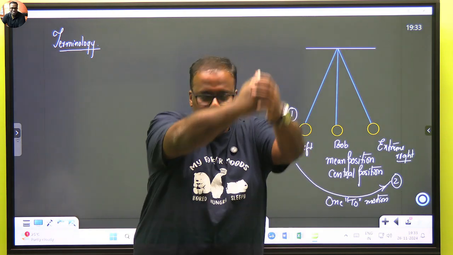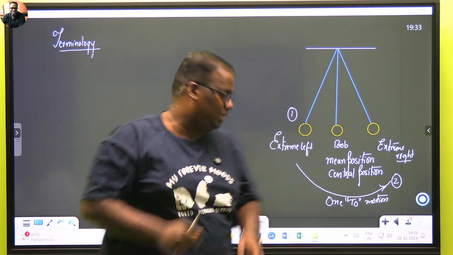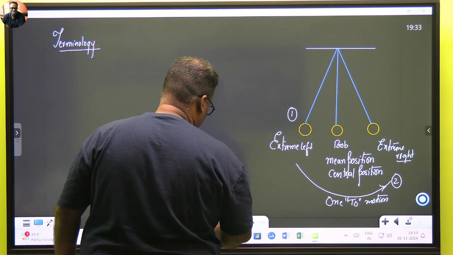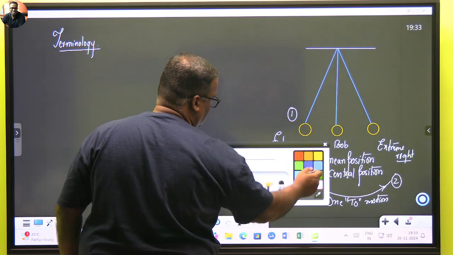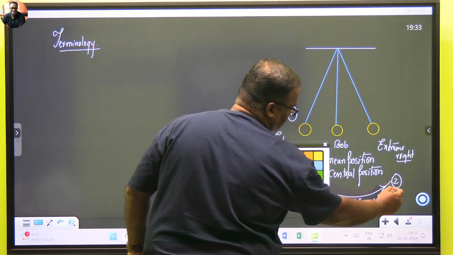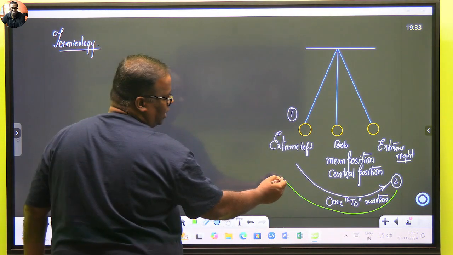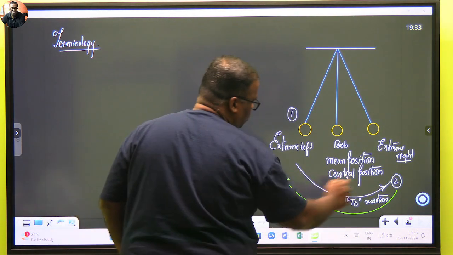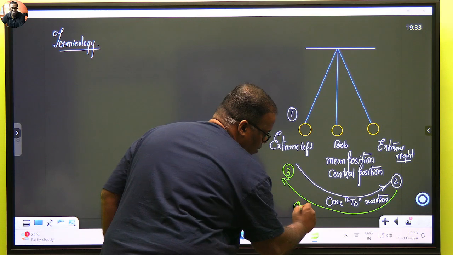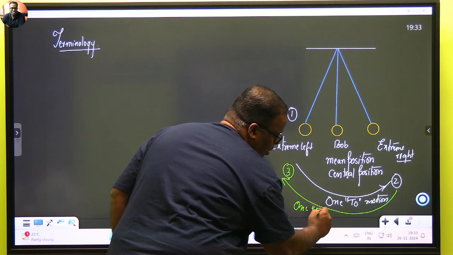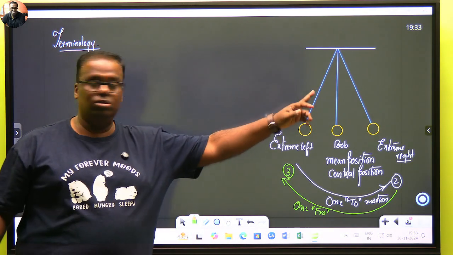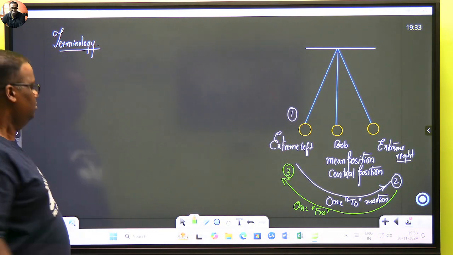And when the thing comes back towards you, it is known as 'fro'. ठीक है ना? So after this, what happens? After it goes here, then due to its inertia, it will again come towards me. So from 2, it has now come to position number 3. This is called 1 fro. Ek fro motion. So 1-2 and 1 fro. Okay?